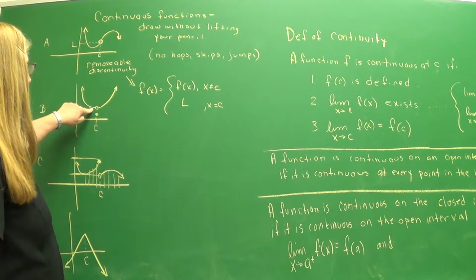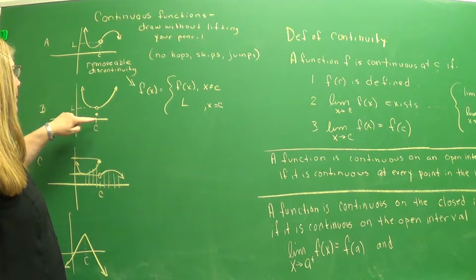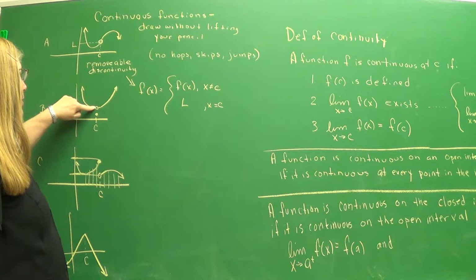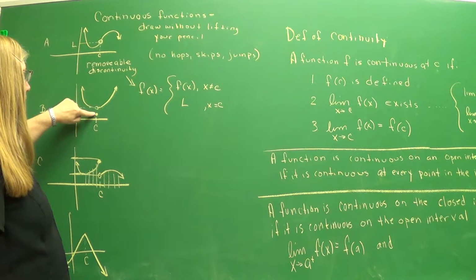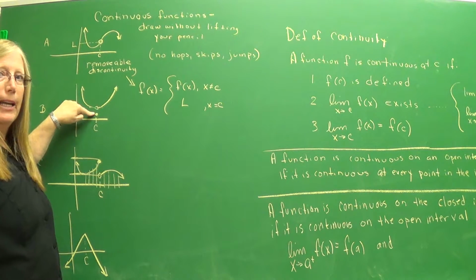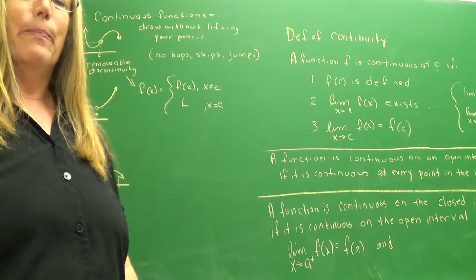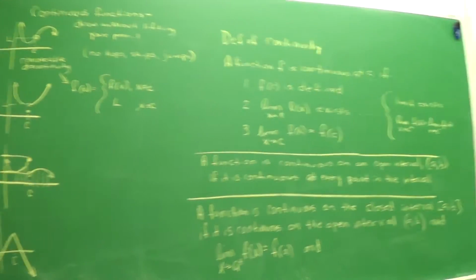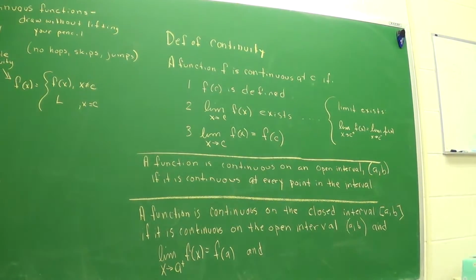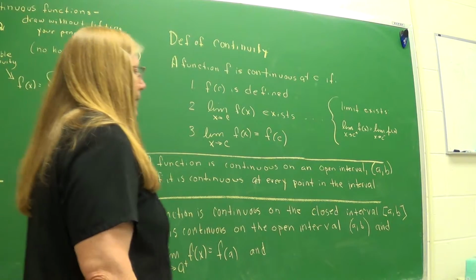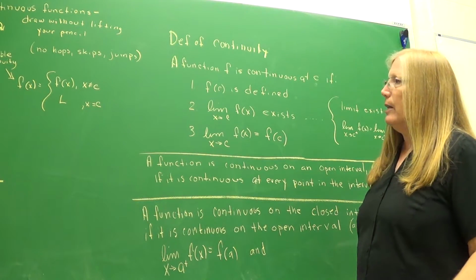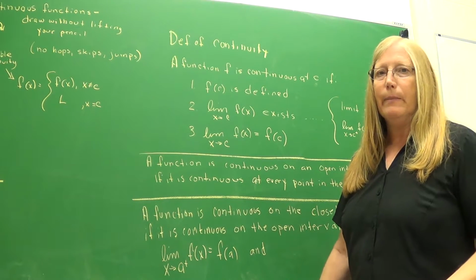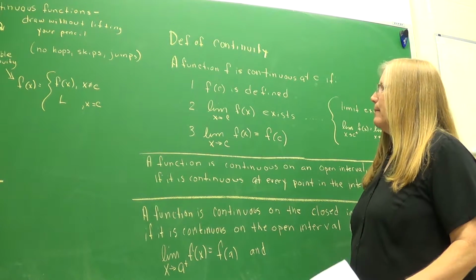Here we have the limit from the left and the right are equal, but when we go and put c into the function, we do not get this value right here, we get this one. So it's a badly behaving function. Think that through and see if that makes sense to you, that if these three requirements are met, we will always have a continuous function. We will not have one of those badly behaving functions over there.